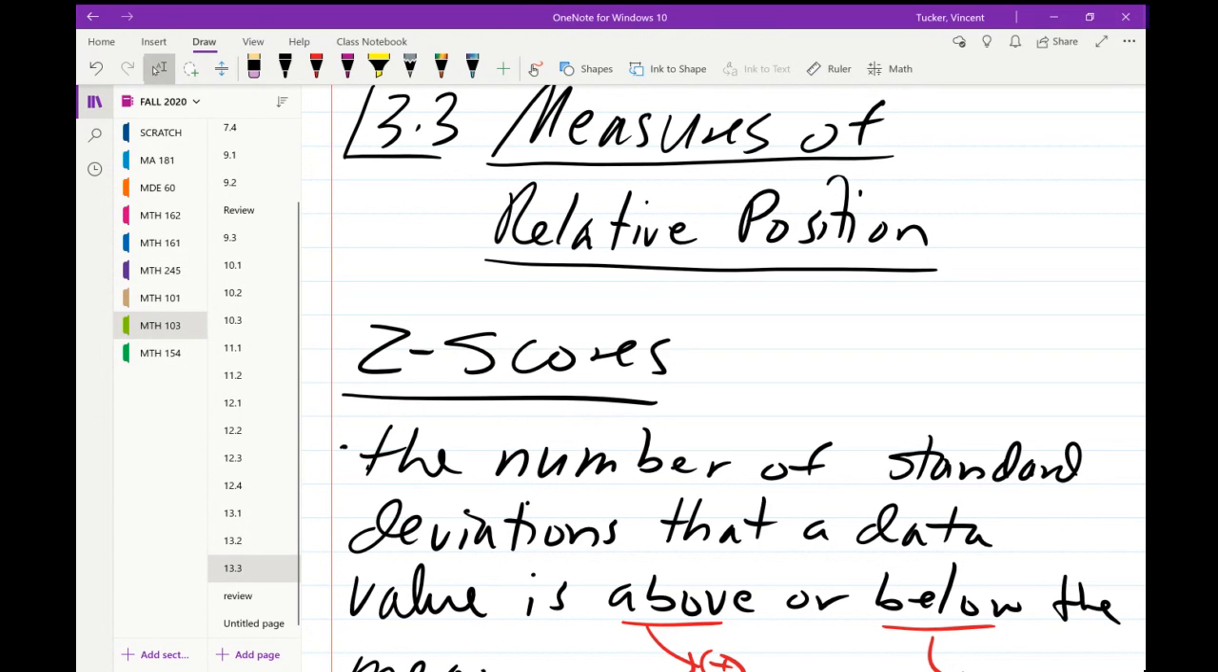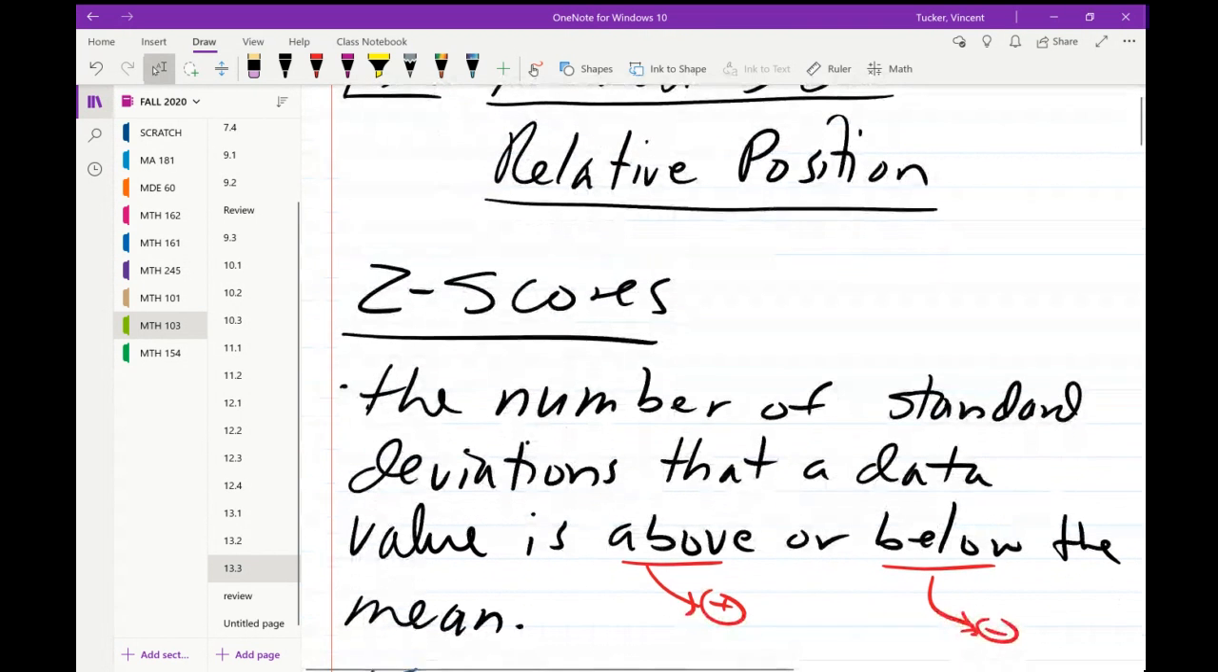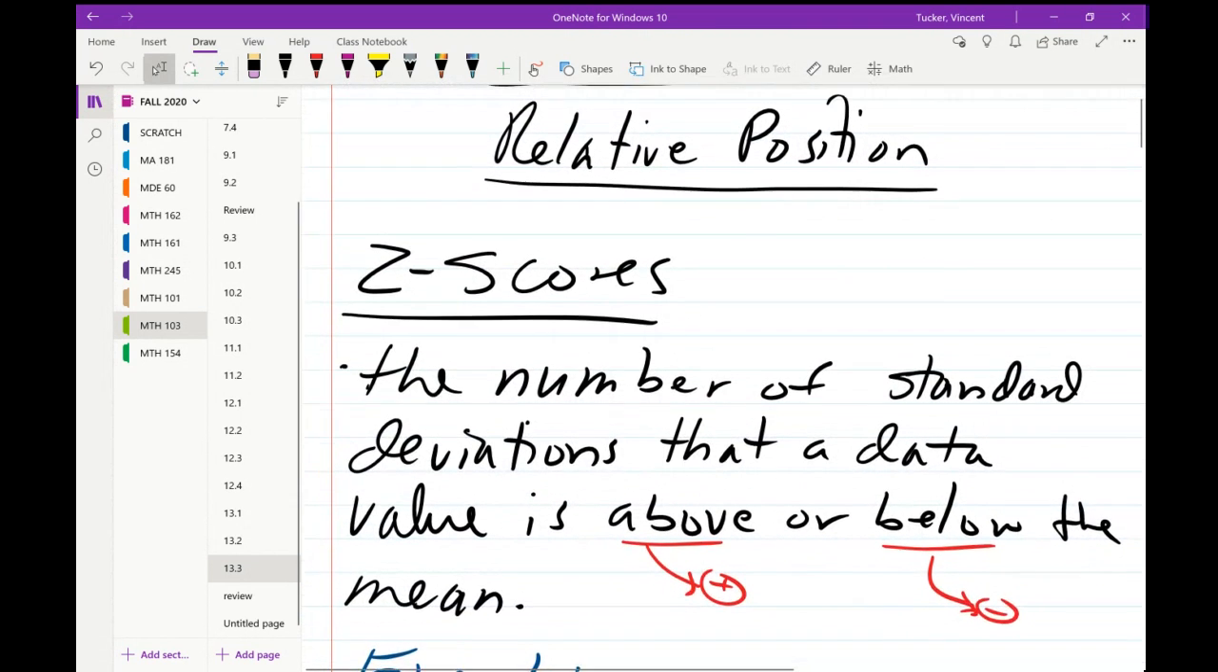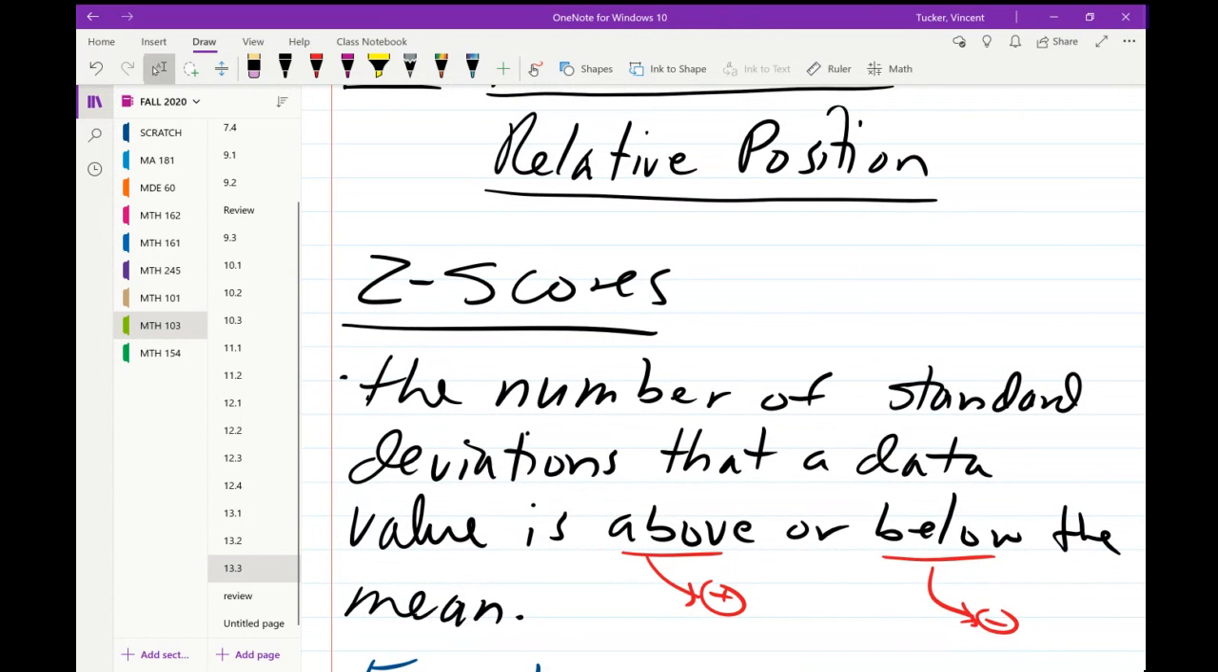All right, so measures of relative position. It starts off talking about z-scores, and your z-scores represent the number of standard deviations that a data value is above or below the mean. And so when you talk about being above or below the mean, if your z-score is positive, then that means it's that many standard deviations above the mean. Or if your z-score is negative, it's that many standard deviations below the mean.